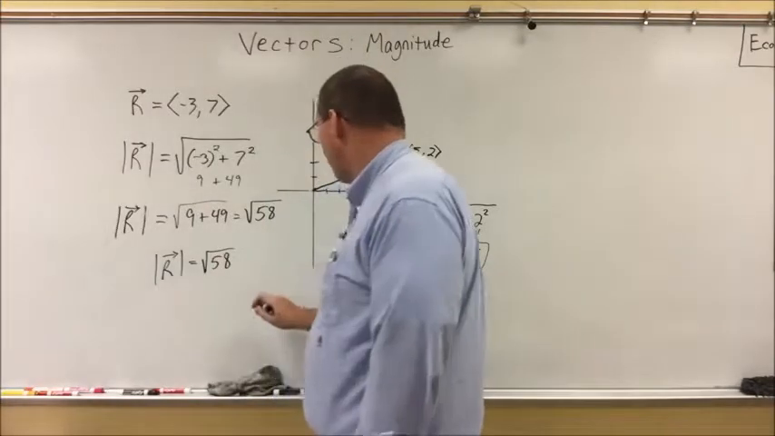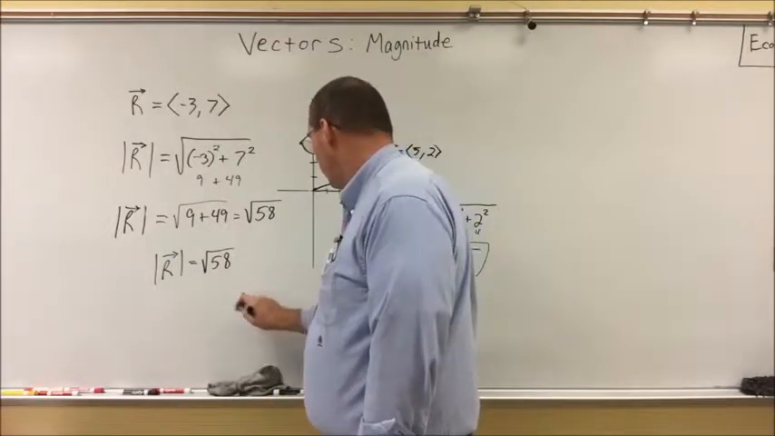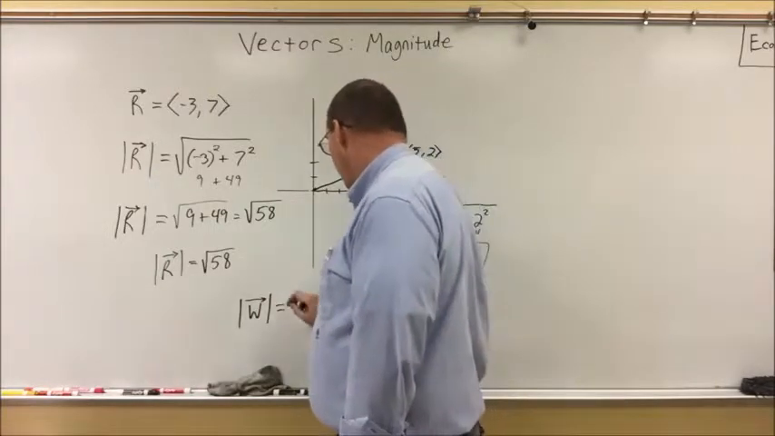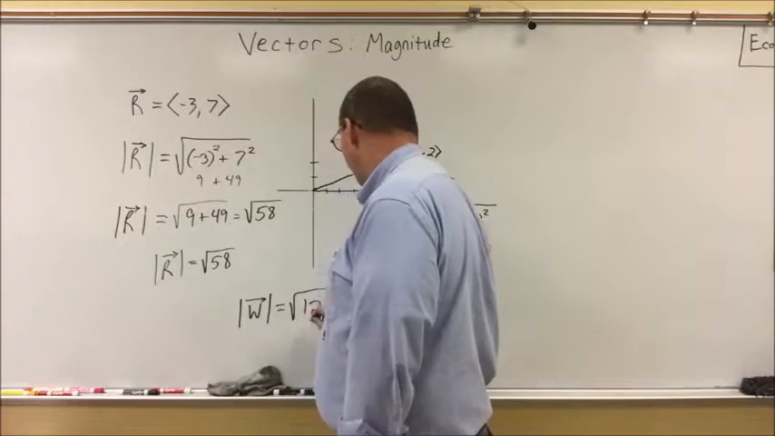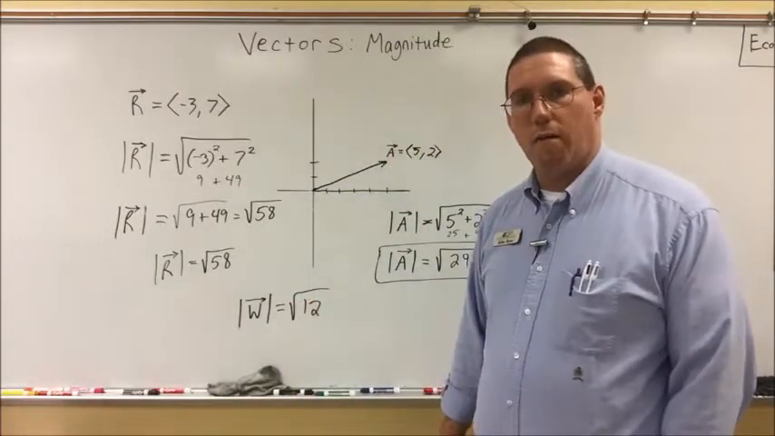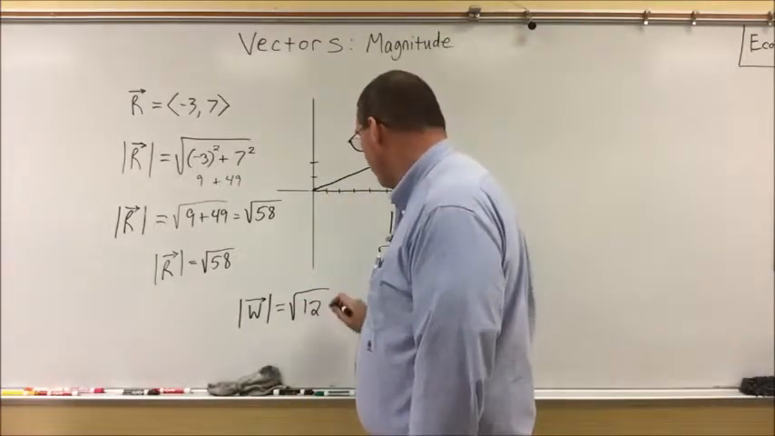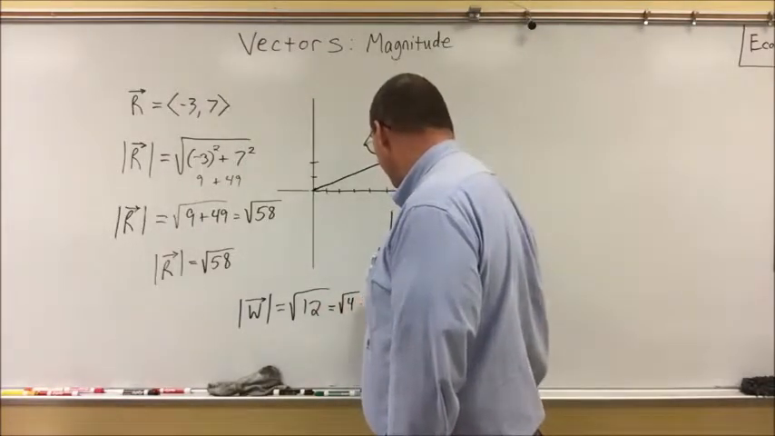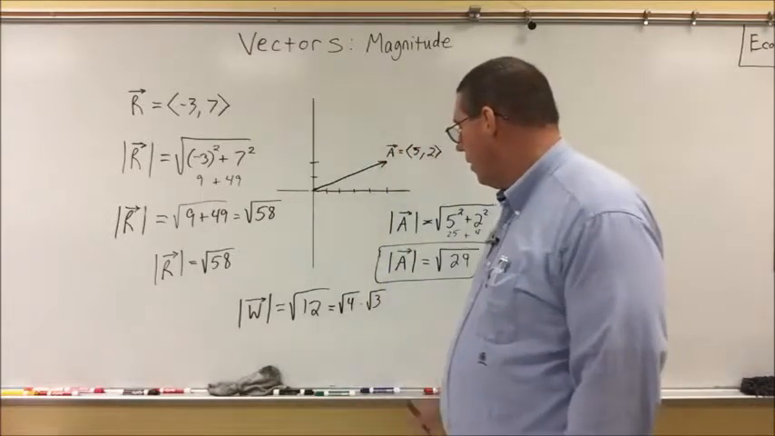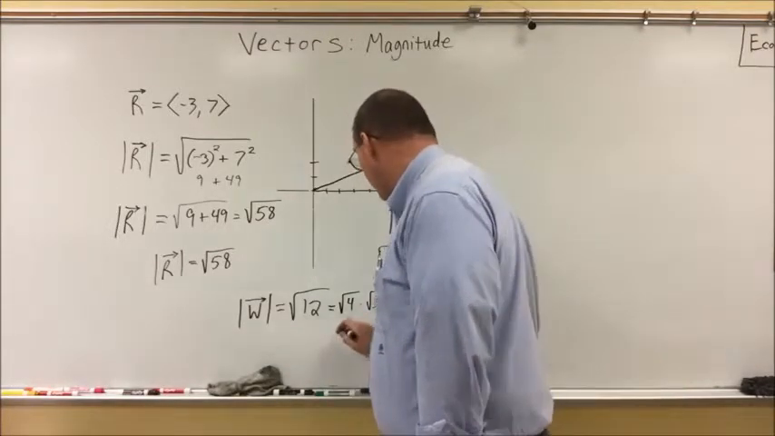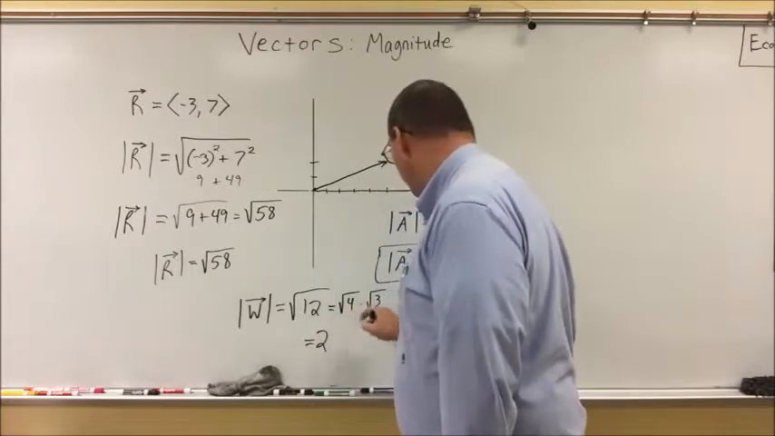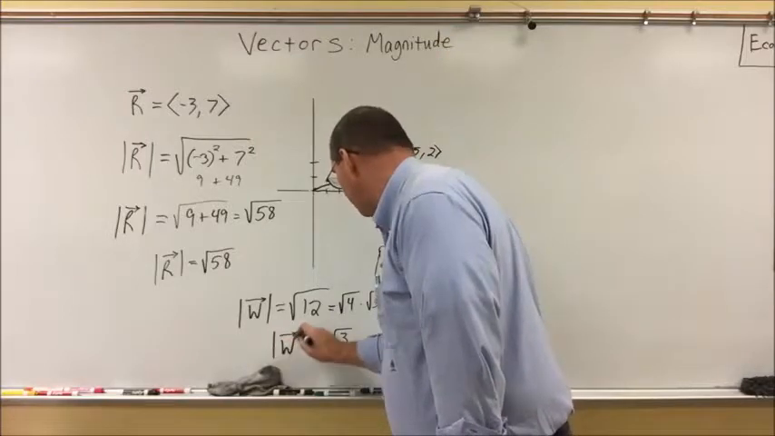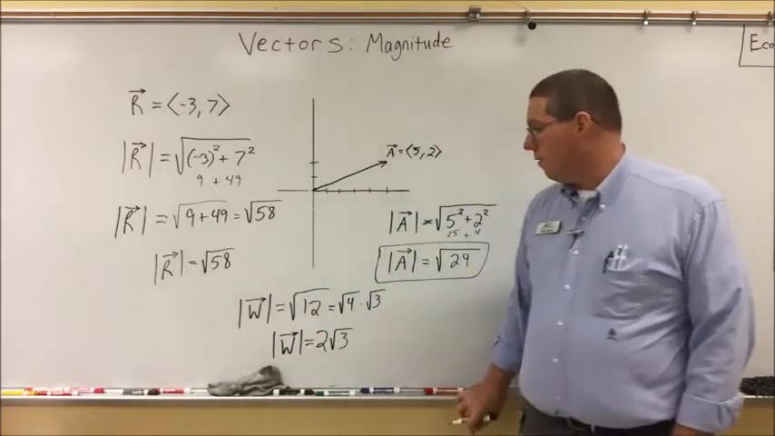Now let's say, just for the sake of argument, that we have vector W, and we have the magnitude, and the final answer is the square root of 12. This square root of 12 is reducible because 12 can be reduced into the square root of 4 times the square root of 3, and you should go ahead and reduce that. And the square root of 4 is 2. So this is actually 2 times the square root of 3. So the magnitude of vector W would be 2 times the square root of 3.